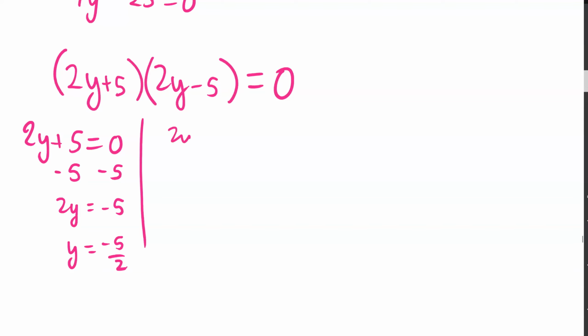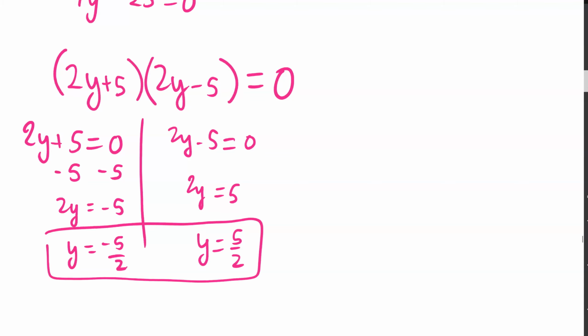Now I do the other side. Set it equal to 0. Then get y by itself. So we have to use the proper order of operations. Add 5 on both sides to get 2y by itself. Then you can divide both sides by 2. So I see there's 2 solutions, 2 numbers that will work. One's positive, one's negative.